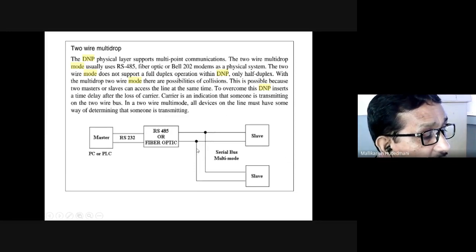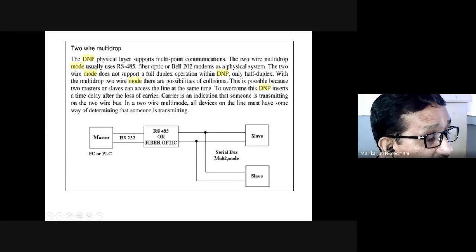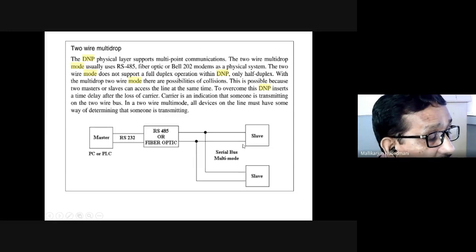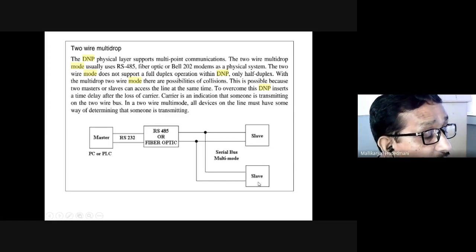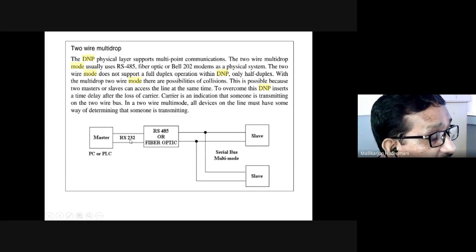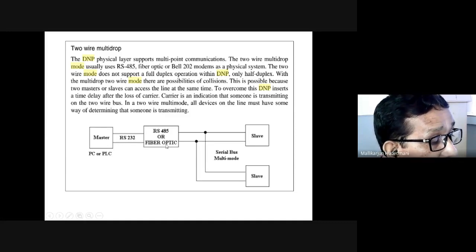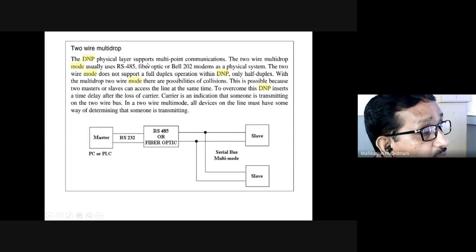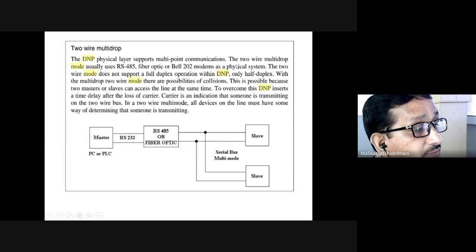Whatever you interface, all those peripherals are interconnected to a single master. In this mode of communication, the single master must be able to recognize and poll the information on a common channel so that it knows which slave has to respond. That is an ability in RS-232 to RS-485 conversion. You can see here, in DNP the physical layer supports multi-point communication. The two-wire multi-drop is two-wire, no doubt. It usually uses RS-485. When RS-485 is used, it is multi-point. I have a splitting option.